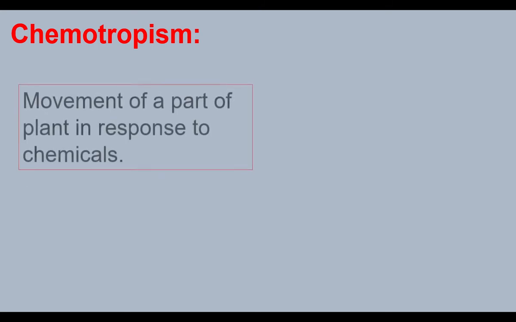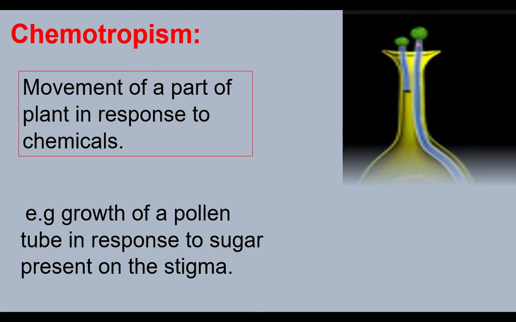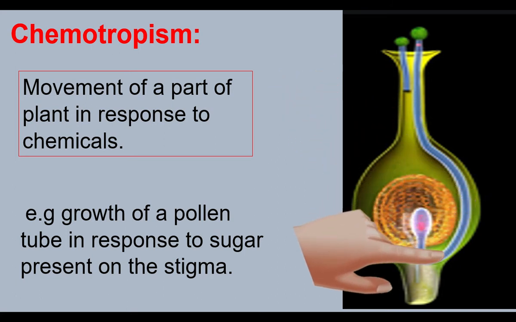Movement of plant parts towards a chemical is chemotropism. Example, pollen tube grows towards a sugary substance present on the stigma. This diagram shows part of a flower. The upper part is stigma. The pollen grains fall on the stigma and the pollen tube grows towards the sugary substance. The sugary substance is a chemical. Movement of plant parts towards chemical is called chemotropism.